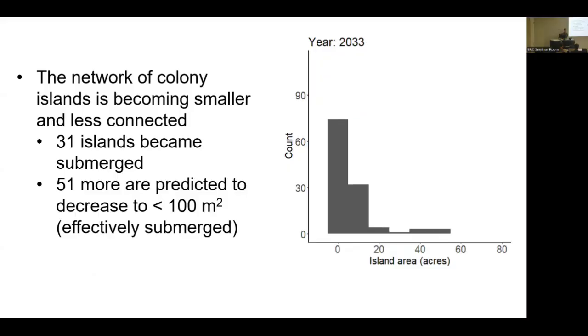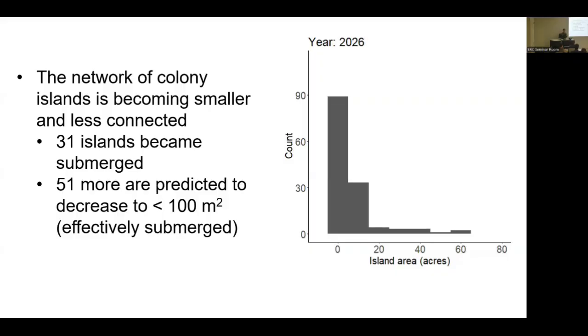Okay, so when you really take a step back and look at this, we have habitat loss rates of about 2 to 3% per year on average in our study area. So if you look forward even just 40 years, that means that we're not going to have as much habitat as we had, obviously, but we're losing entire islands even. So we've already lost, during the study period, 31 islands that became completely submerged. And our models predicted that 51 more will likely become submerged within the next 40 years.